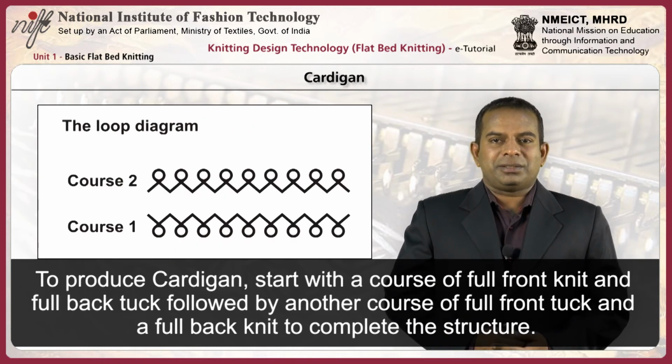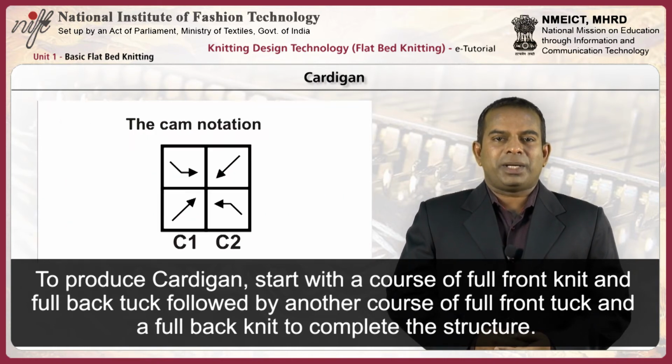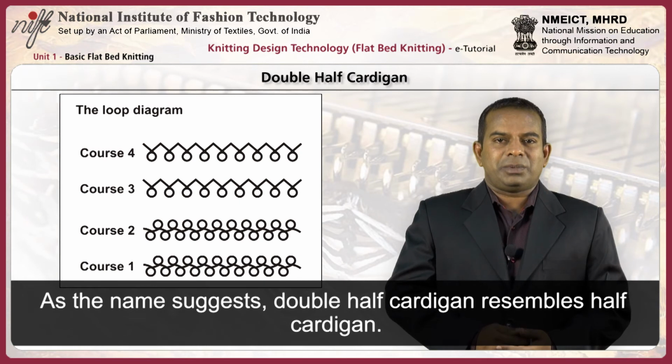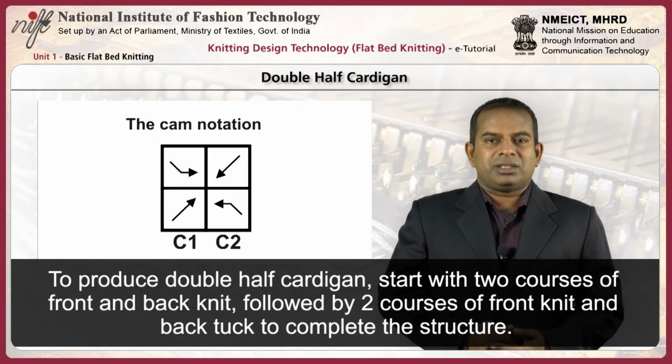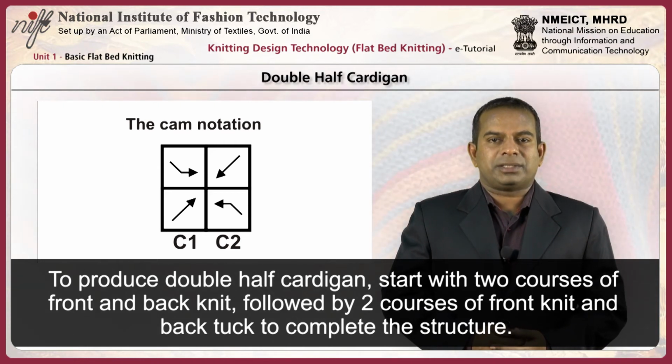To produce cardigan, start with a course of full front net and full back tuck followed by another course of full front tuck and full back net to complete the structure. As the name suggests, double half cardigan resembles half cardigan. To produce double half cardigan, start with 2 courses of front and back net followed by 2 courses of front net and back tuck to complete the structure.